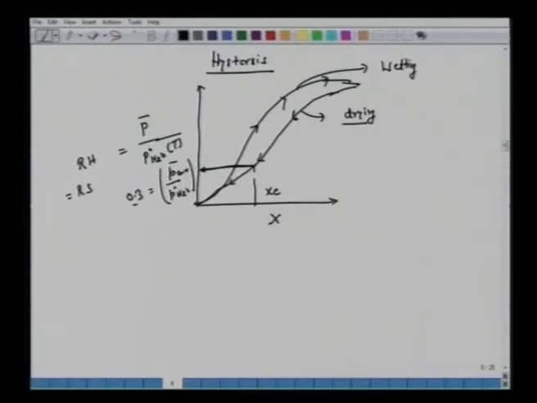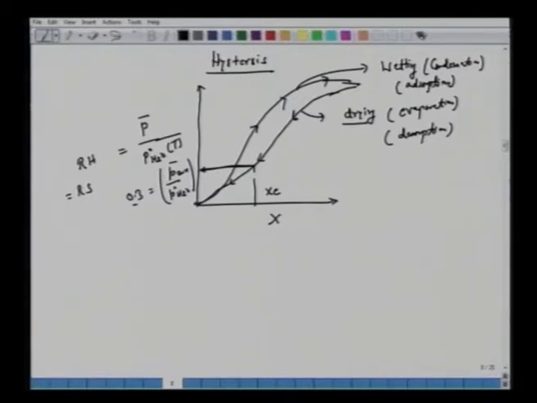This is very similar to, say, evaporation, and here we are talking of condensation, so it's getting wet. Or very similar to desorption, and here we are talking of adsorption.